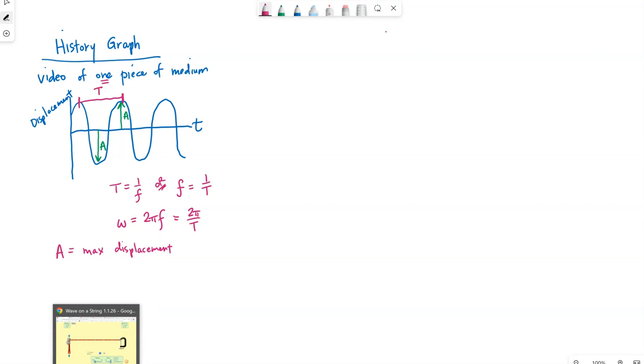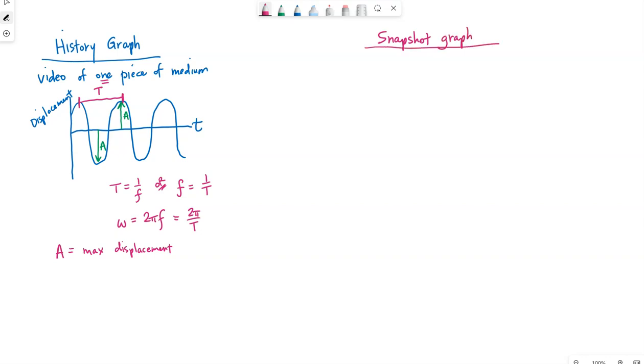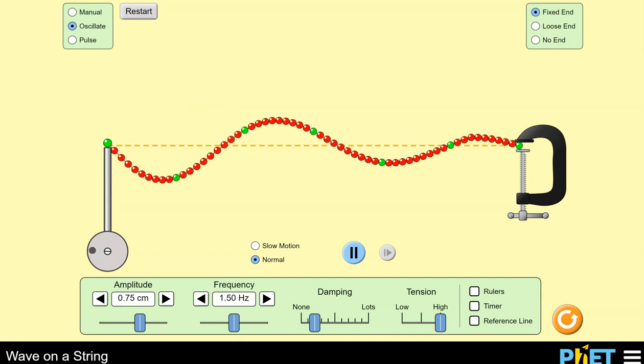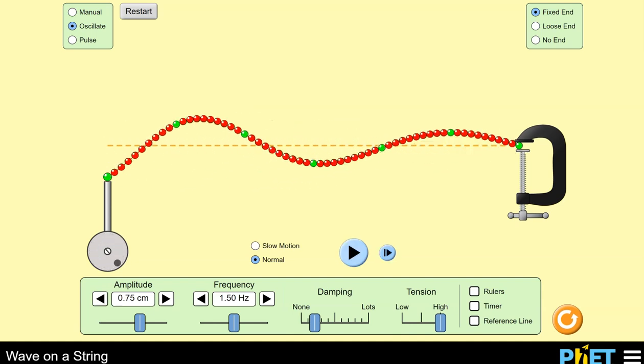Okay, the other type of graph is called a snapshot graph. This would be taking a photograph of the whole medium. So again, coming back to this simulation, if I get this oscillating and pause. So a photograph would look something like this. If this was the moment in time I took the photograph, this is what the photograph would look like. So we would see the entire medium. We could look at each of these little individual beads and how far they are displaced from equilibrium.